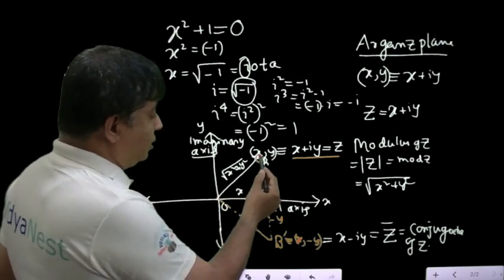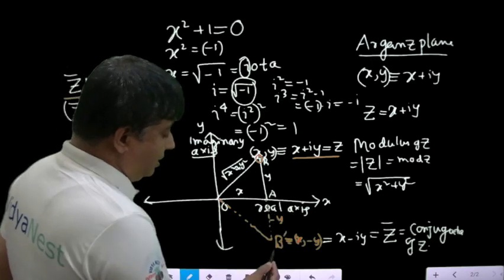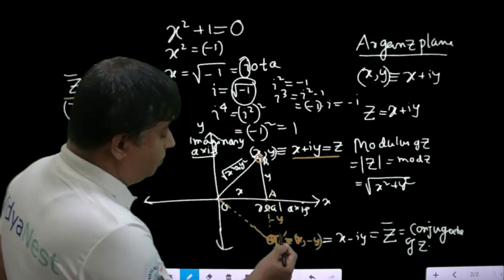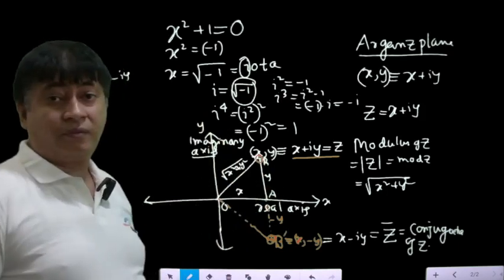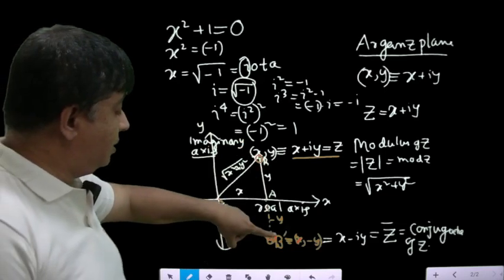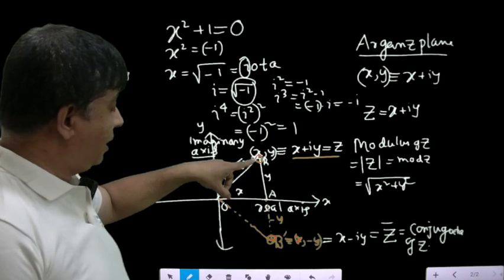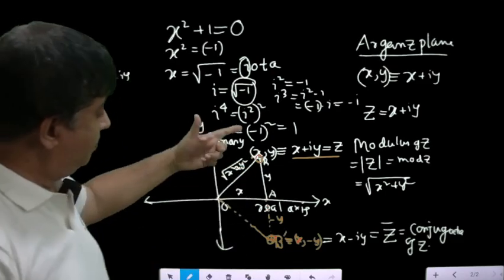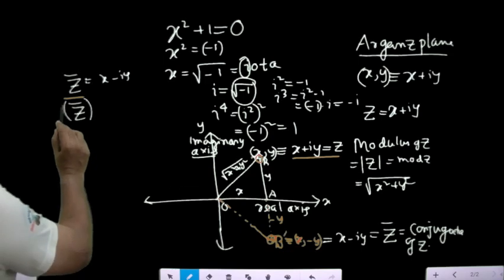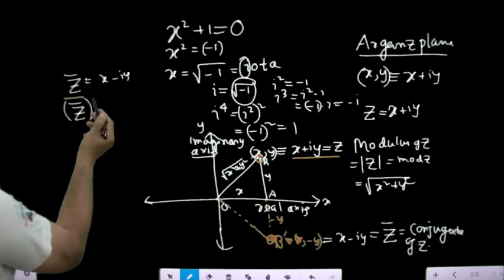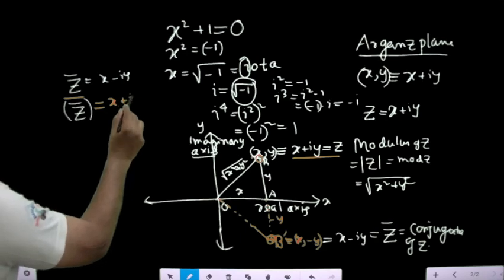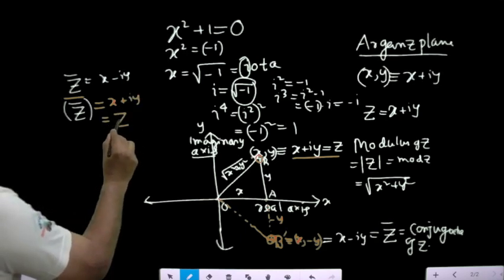Means image of this point with respect to x-axis is this, and vice versa, means image of b dash again will fall on b. That means b dash is the image of b and the reverse. B is the image of b dash. So z bar is x minus iy. If I take another bar of it, I will get its image x plus iy. That means you will get back z.